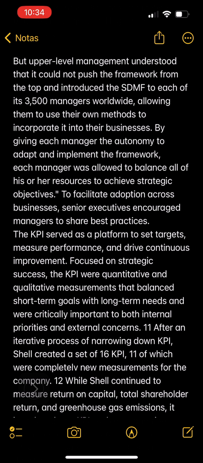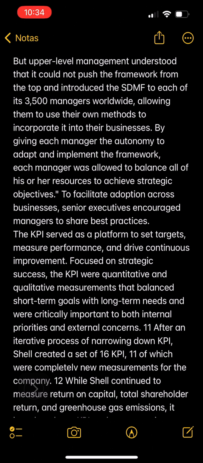By giving each manager the autonomy to adapt and implement the framework, each manager was allowed to balance all of his or her resources to achieve strategic objectives, to facilitate adoption across businesses. Senior executives encouraged managers to share best practices. The KPIs served as a platform to set targets, measure performance, and drive continuous improvement.